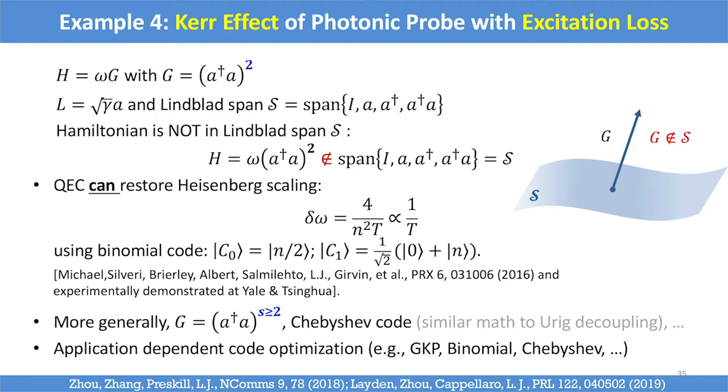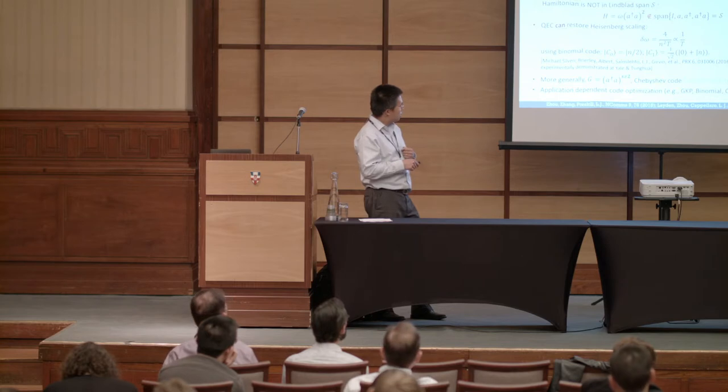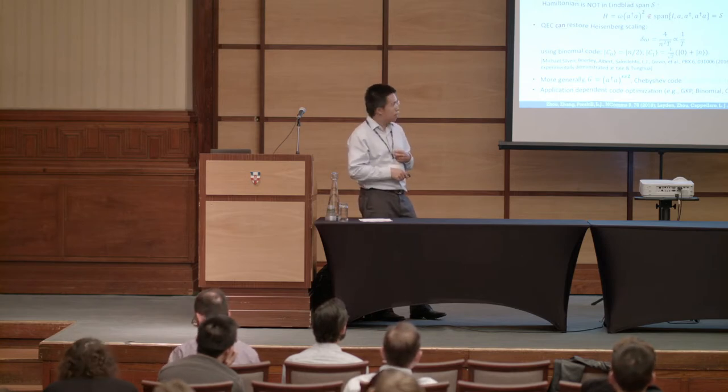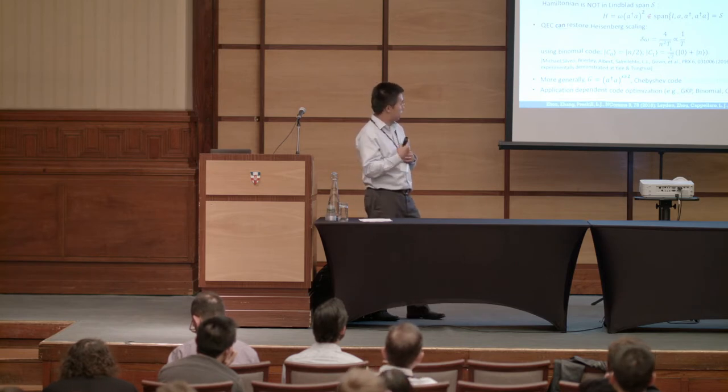And the error correcting code you can achieve that with is something like the binomial code, which you might have heard about from some of the earlier talks. For example, you can create a code which has a Fock state n over 2, supposing n is an even number, and another code word which is the superposition of 0 and n. These two code words have the property that they have, on average, equal photon number, which is n over 2. So from the environment's perspective, just based on detecting a photon, you cannot infer which state is more likely. That allows you to correct at least a single photon loss, and if you do that frequently enough, you will be able to correct photon loss.